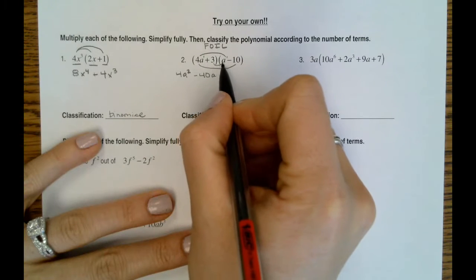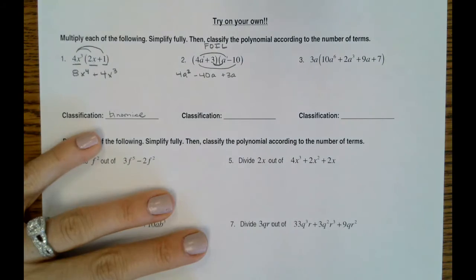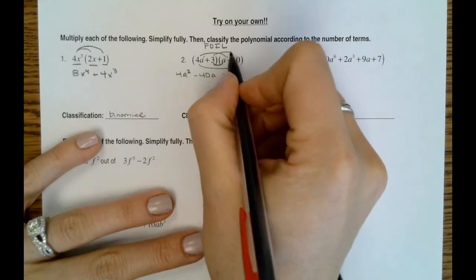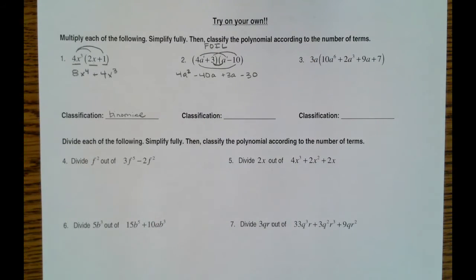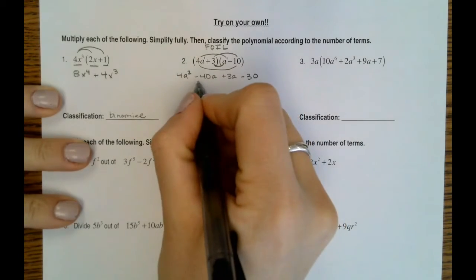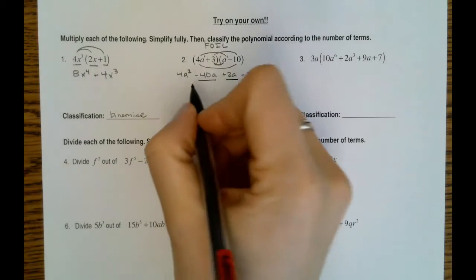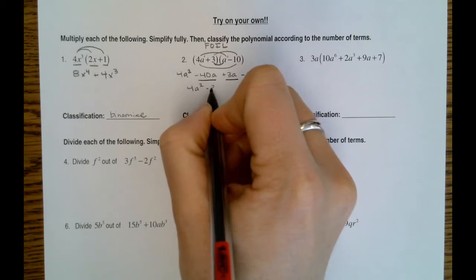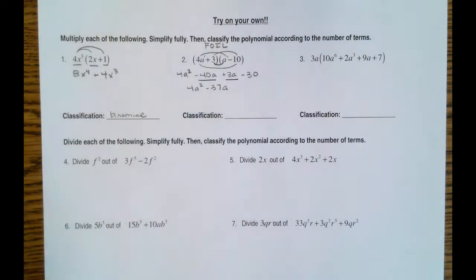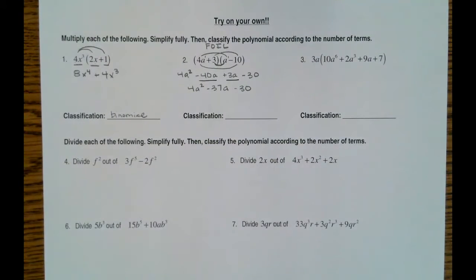Inner is the I right here, 3 times a, which is 3a. And then L stands for last. 3 times negative 10 is negative 30. Now, it's really important here that we look for like terms. So this negative 40a and this positive 3a, those are like terms, and we can combine those together. Negative 40 plus 3 would be negative 37a. And then we keep our minus 30 at the end.